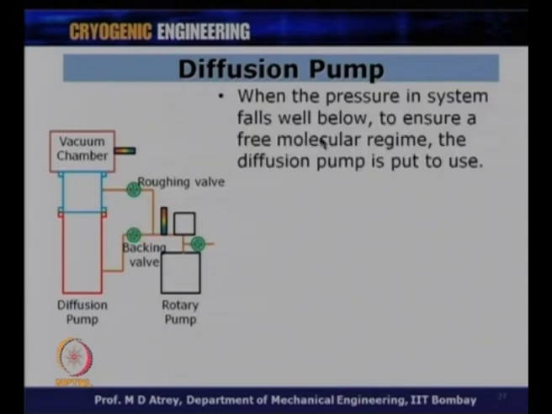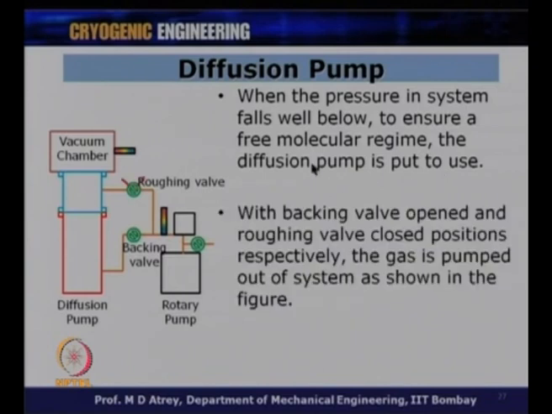Alright, and then when the pressure in the system falls well below, to ensure a free molecular regime, the diffusion pump is put to use now. Once the diffusion pump comes into the picture, I will stop the direct connection of the rotary pump to the vacuum chamber, and have the connection through the backing valve now. The diffusion pump will be turned on, the molecules come into the molecular region, and they leave using this backing valve, where they are dumped. Now, the rotary pump is acting as a backing pump to the diffusion pump, the action of which I have explained earlier. So, with the backing valve open and the roughing valve closed respectively, the gas is pumped out of the system as shown in the figure.